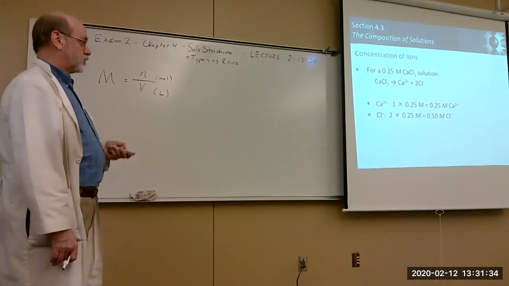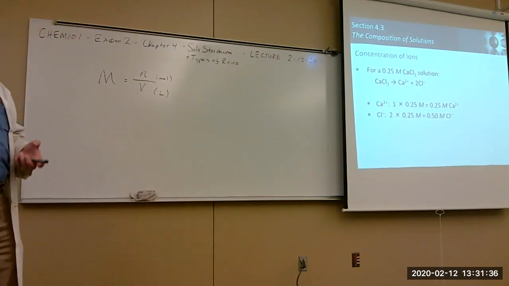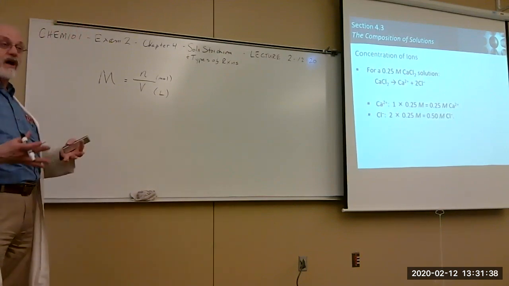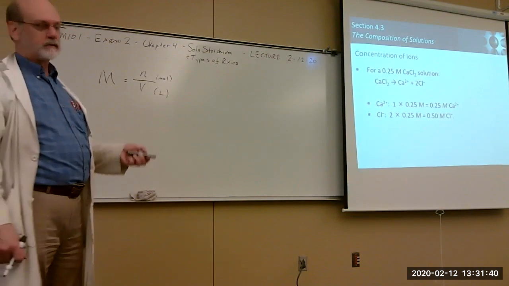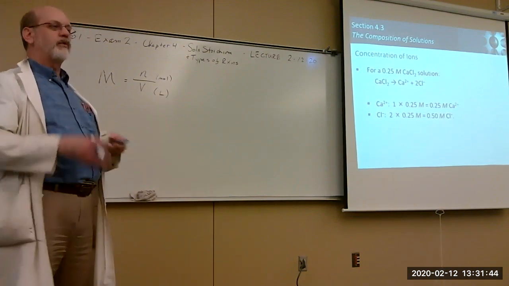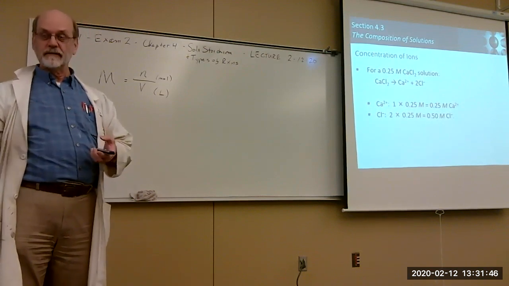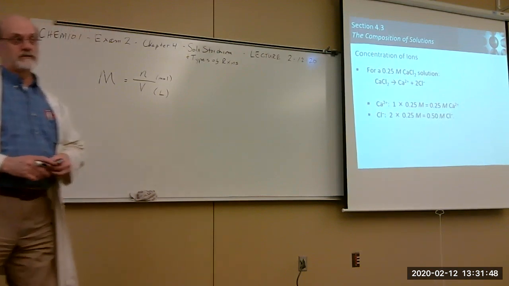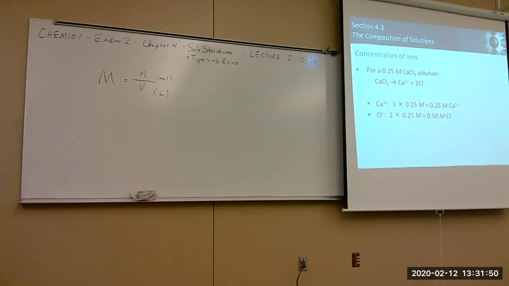Now, if you want to know what's the concentration of ions, if it doesn't say which ions, it just says ions, then you add them together, right? You've got 0.25 molar of this and 0.5 molar of that, you have 0.75 molar ions. Now that's important to know, especially if you're going to inject something into a patient. You don't want to have too much or too little.